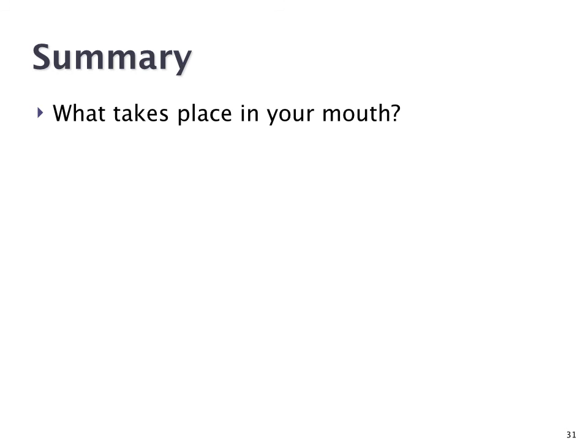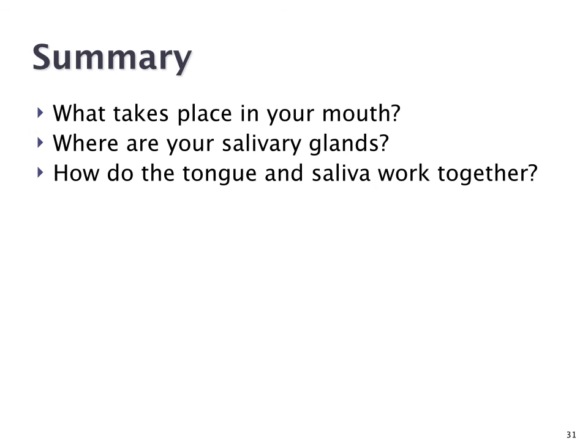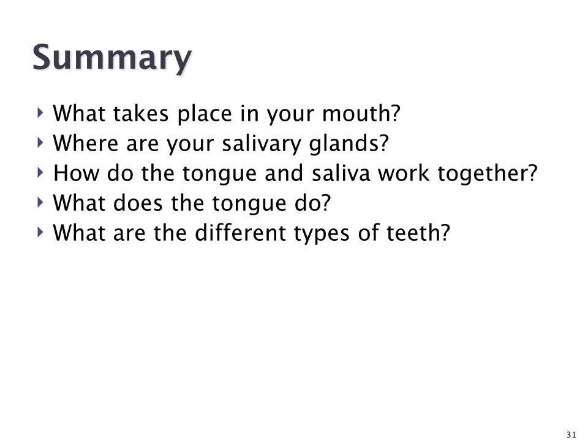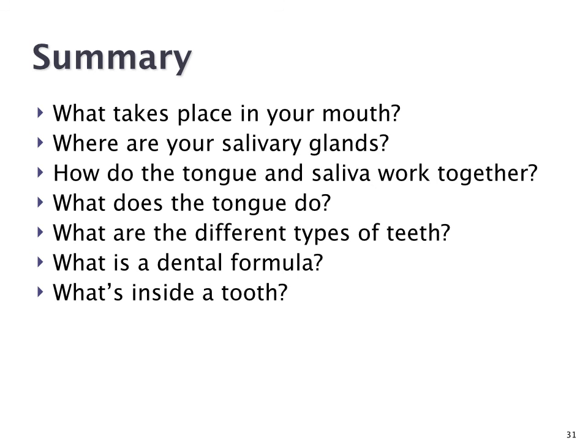Okay, in summary, we looked at what takes place in your mouth, your different salivary glands, remember that you've got 3 sets, how the tongue and saliva work together to form the bolus. The tongue forms the bolus that's easy to swallow, and then you've got your different types of teeth. You've got the incisors, canines, premolars, and molars. Can you remember what the dental formula is? And finally, we looked at what's inside a tooth. And that concludes our lesson. The end.